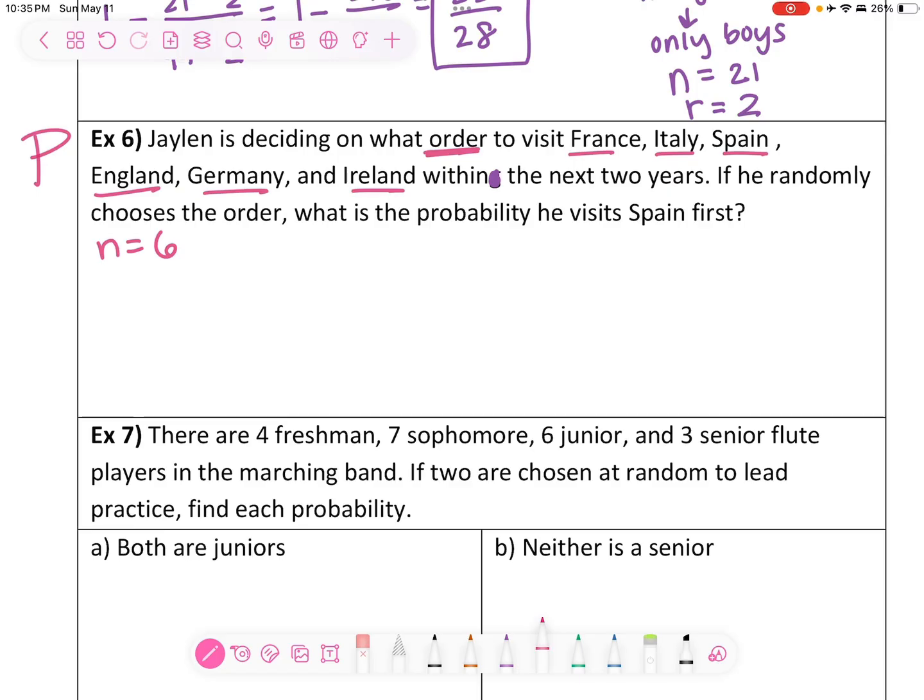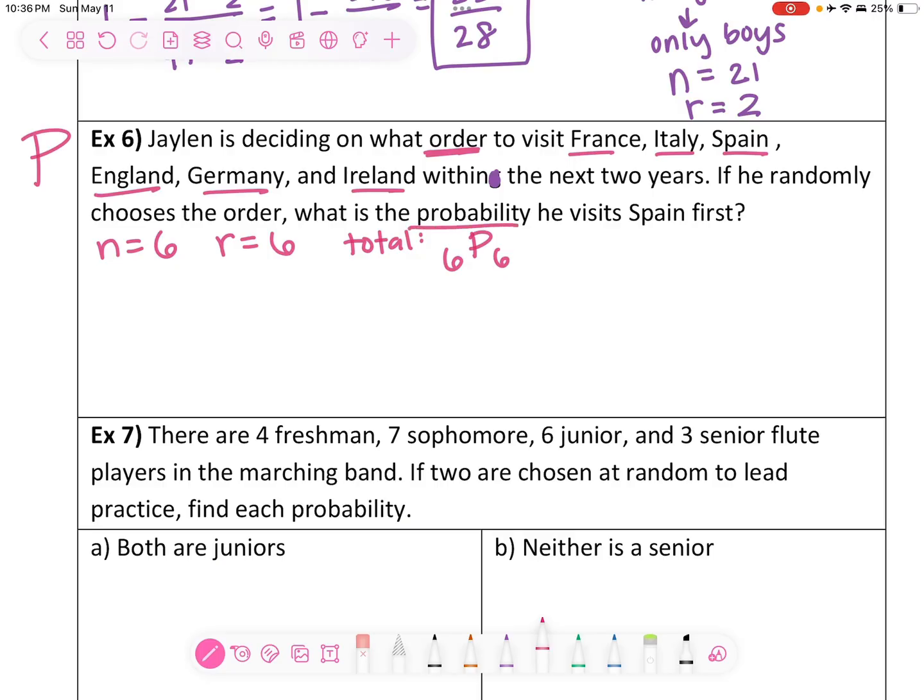And assuming that in the next 2 years he's going to visit all of them, then of course R is also 6. So based on this scenario, we are talking about 6 countries he wants to visit, and him going to all 6. So N and R are both 6. Okay, it says if he randomly chooses, let's write the total out first. So the total for the denominator is going to be 6 permutation 6. And then we're going to look at the actual probability.